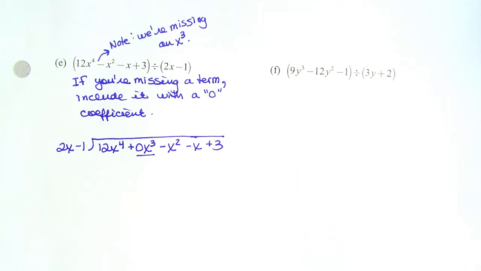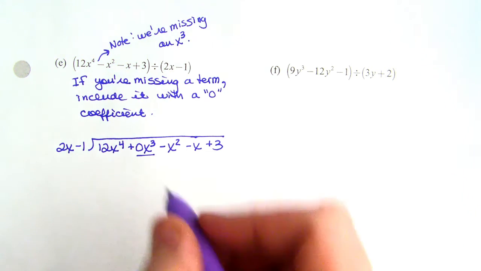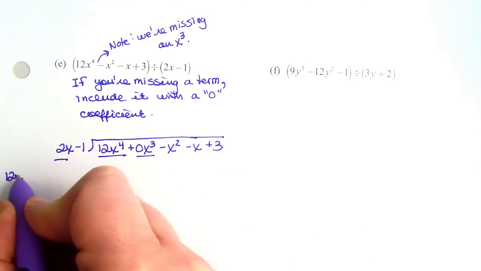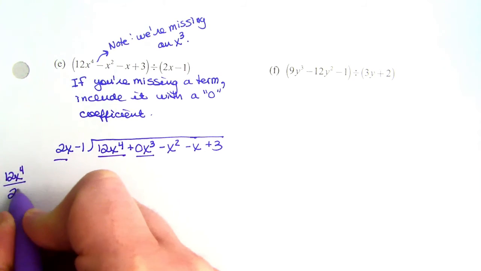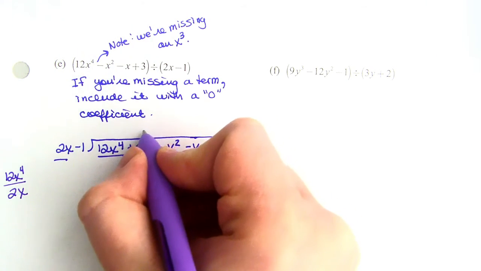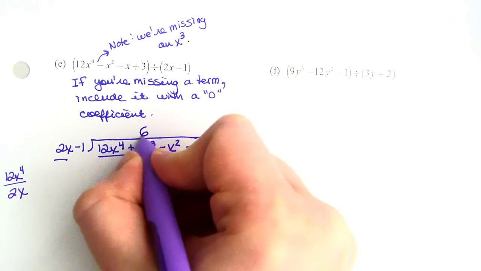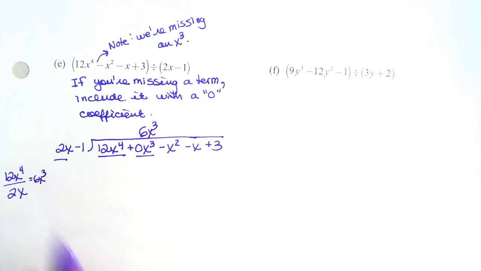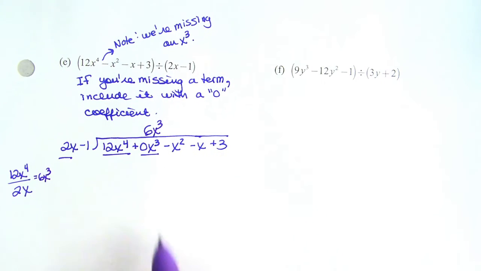Okay, and now we are going to divide. I think I'm going to get you started with this, but then you'll try to finish this one off. I'm going to divide leading term here by leading term there. 12x to the 4th divided by 2x. Well, that works. I'm going to get 6x to the 3rd. Honestly, that's one reason why I need to have that 0x to the 3rd, so I have a place to write my 6x to the 3rd answer.